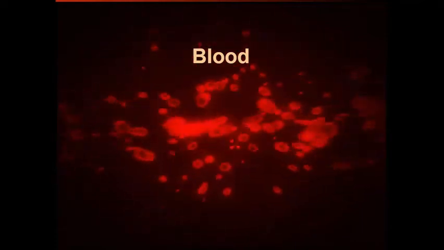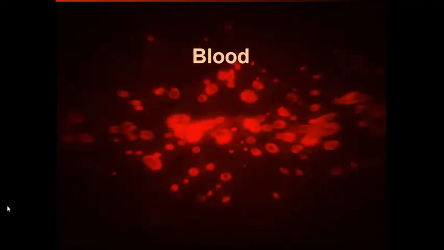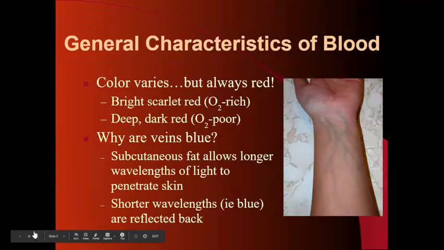So the first section of our cardiovascular system unit is on blood. So some general characteristics of blood. The color will vary, but the color is always red. Now it varies depending on the oxygen content. Oxygen-rich blood will be bright scarlet red, where oxygen-poor blood will be a deep, darker red color.